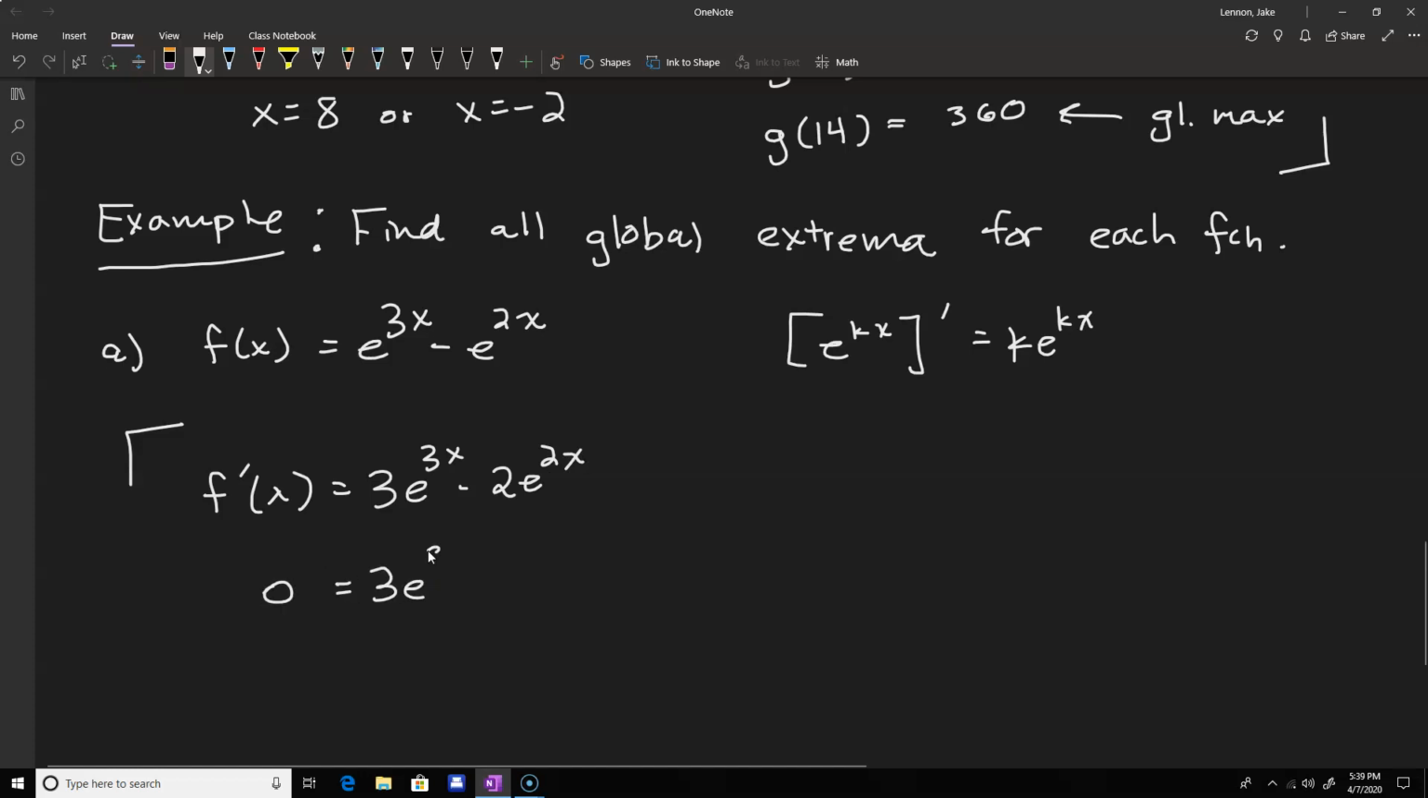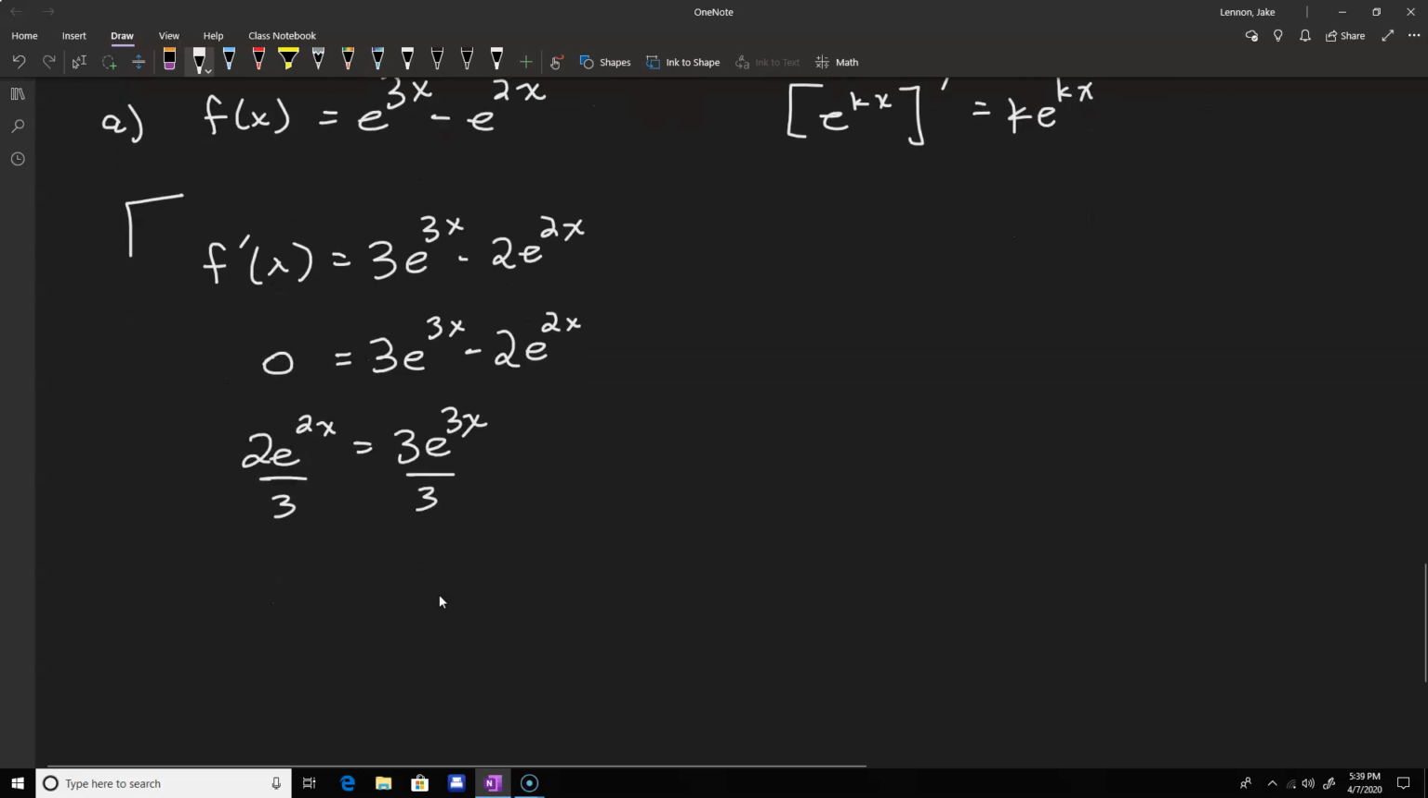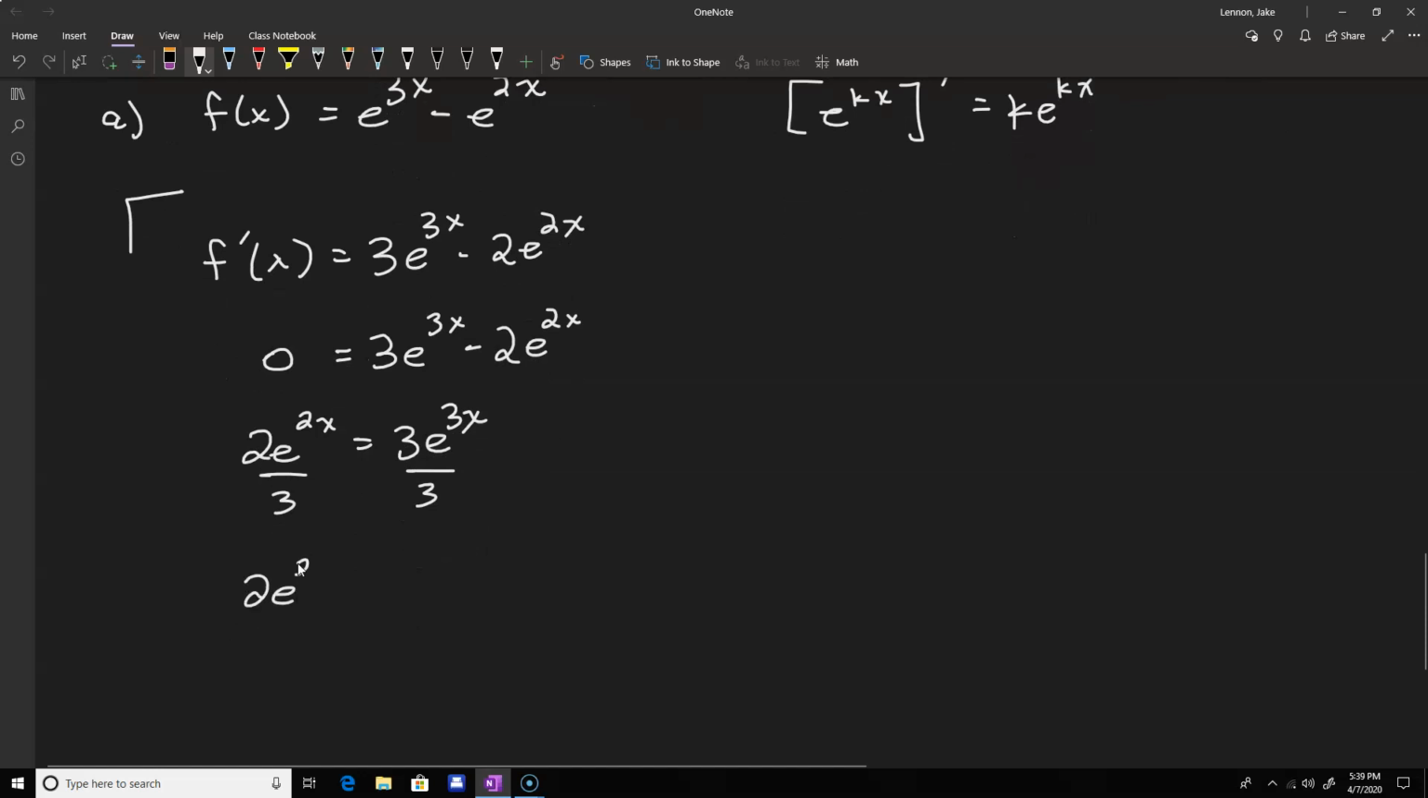So we get 3e to the 3x minus 2e to the 2x equal to 0. Add 2e to the 2x to both sides. We end up with 2e to the 2x equals 3e to the 3x. Everything is being multiplied and divided here, so we want to move the exponential parts to one side and the regular numbers to the other side. Let's start by just dividing by 3. So we'll have 2e to the 2x over 3 is equal to e to the 3x.